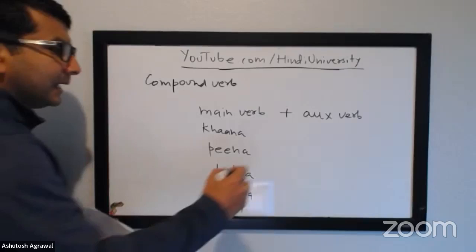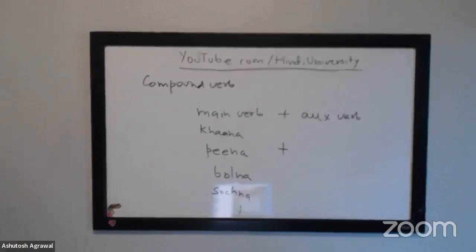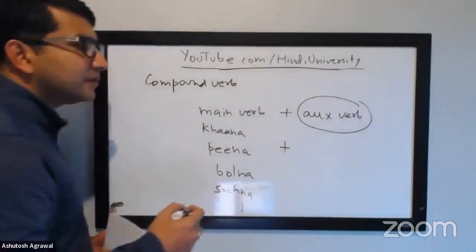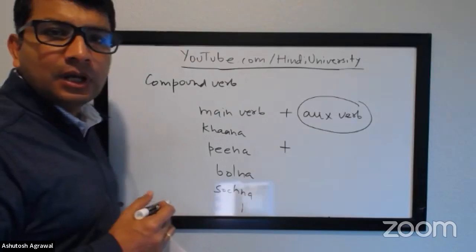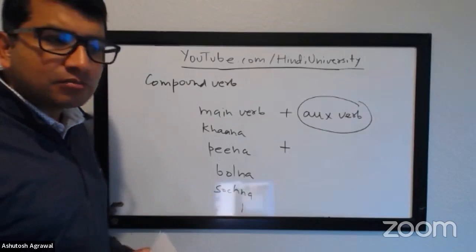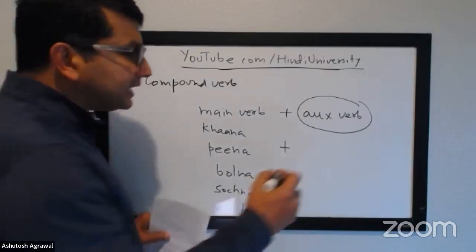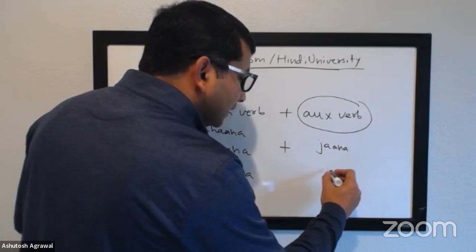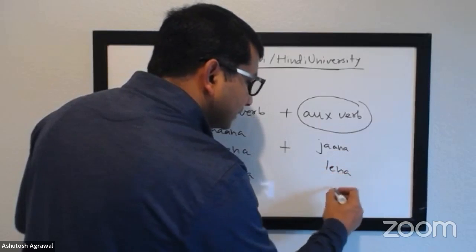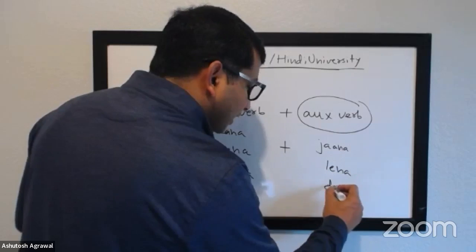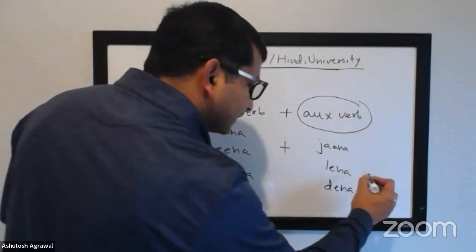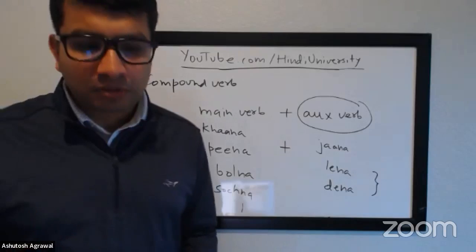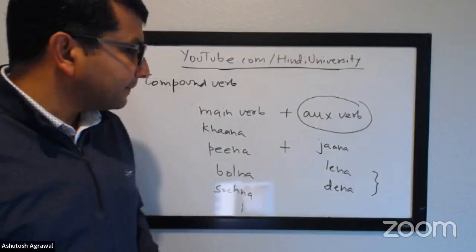They are used with some auxiliary verbs. And now the main thing which confuses people is which auxiliary verbs can be used with the main verb. There are a handful of them. It's not like there are several, but there are three auxiliary verbs which are more common: jana, lena, and dena. There are more as well, but in today's class we'll only focus on lena and dena, and subsequently we'll follow in some more auxiliary words.